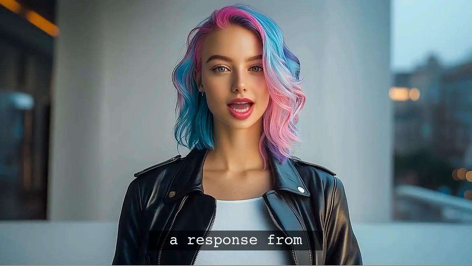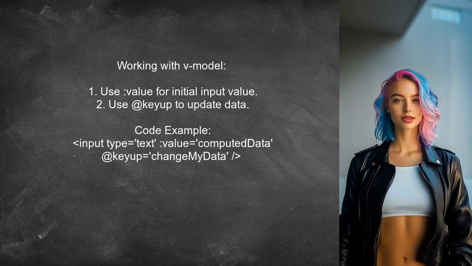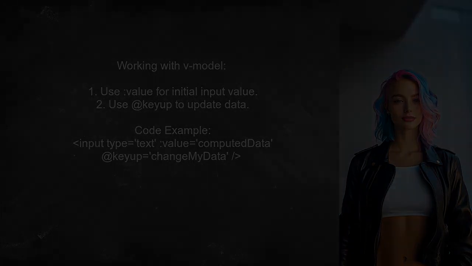Now, let's see a response from a different user. This user points out that computed properties are not available when data is initialized. To set a data property based on a computed property, they suggest using the created hook. This allows you to set the data once the computed property is ready. Additionally, if you're working with vModel, the user recommends using the value binding and event listeners like change or keyup to manage data updates. This way, the computed property can react to changes in the input field.